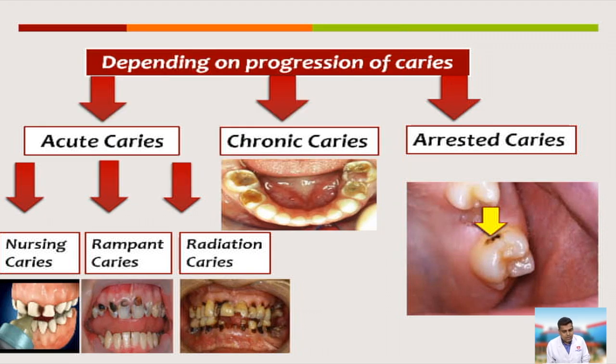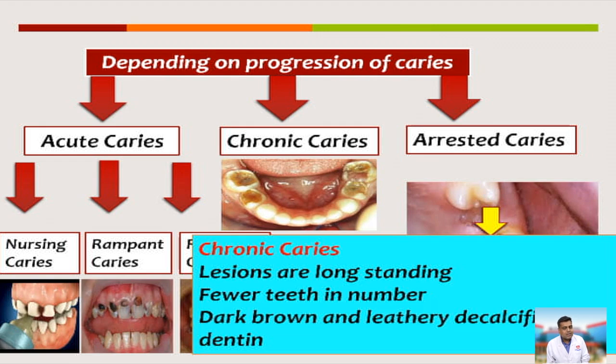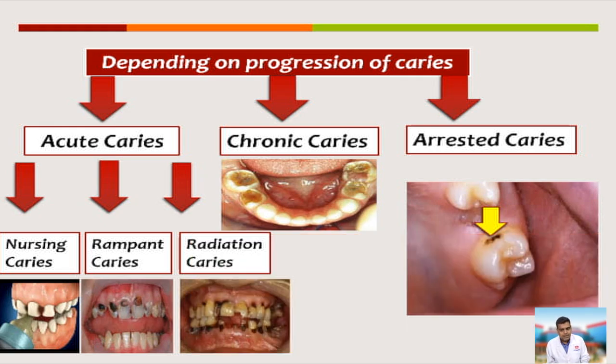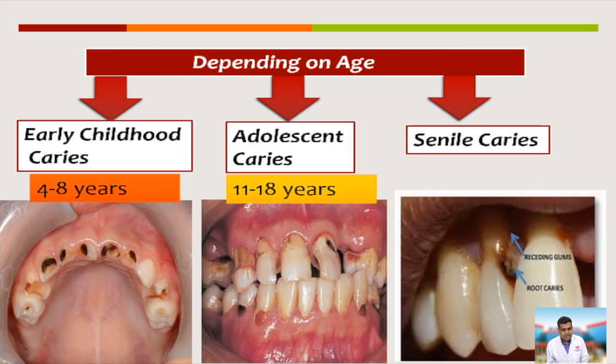The second is the chronic caries. In chronic caries, the lesions are long standing. Fewer number of teeth are involved. The caries is usually dark brown and leathery, and calcified dentine is seen. And last is the arrested caries, in which the progression of the caries has stopped, so it is known as the arrested caries.